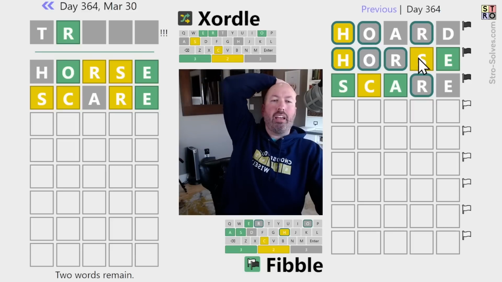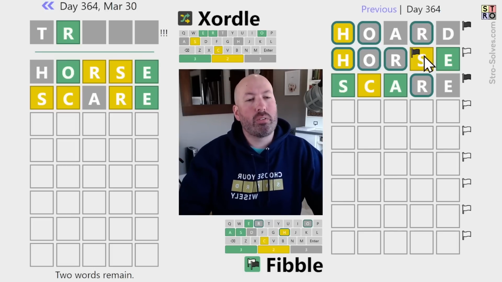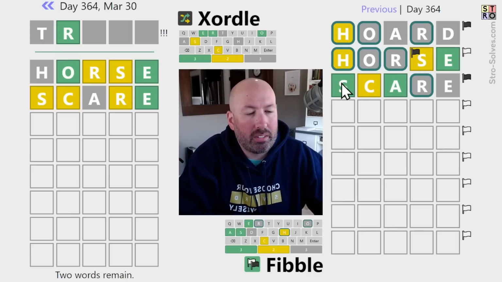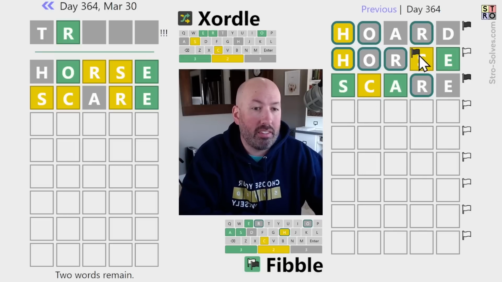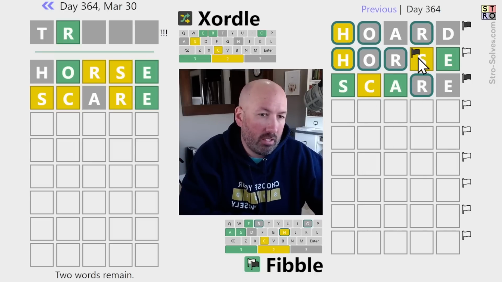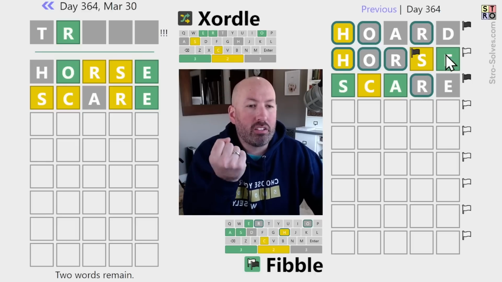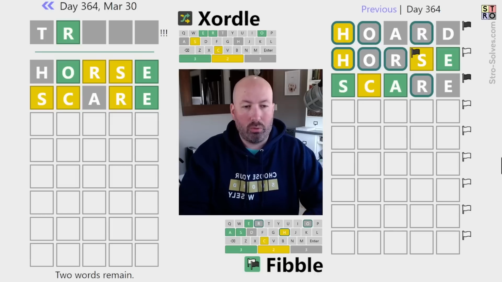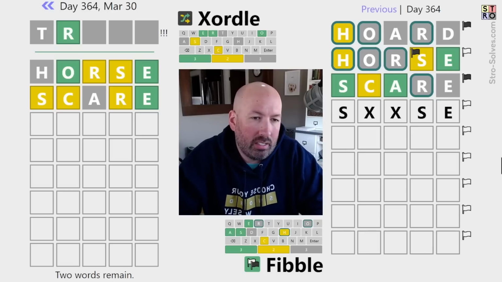Can the S be a lie? If this is a lie, then this is a lie, but that's not necessarily true because there could be two S's and this is supposed to be green. Otherwise, if this is a lie, this one is a lie, unless there's an S first and fourth. But if that was a lie, the green E would have to be true. So it would have to be S something SE.